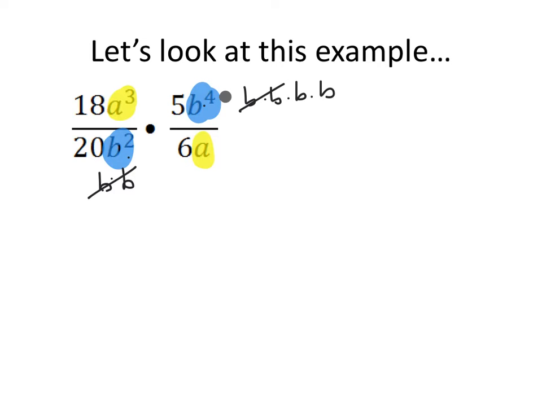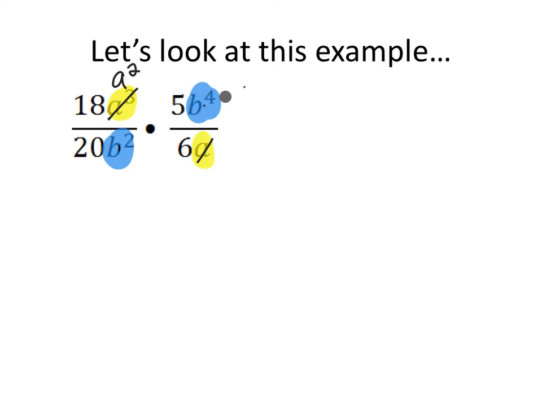But the idea is that we have to look at how many we have and then how many we can cancel away from each other. Now when I have a to the 3rd divided by a, one a cancels one of these a's and I'm left with a to the 2nd. And so that's one way that we can go about this.